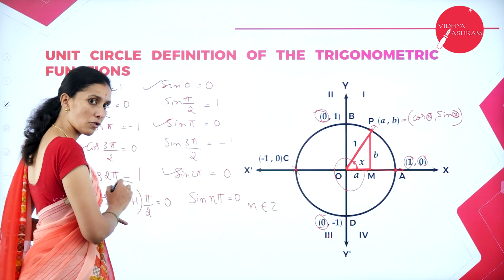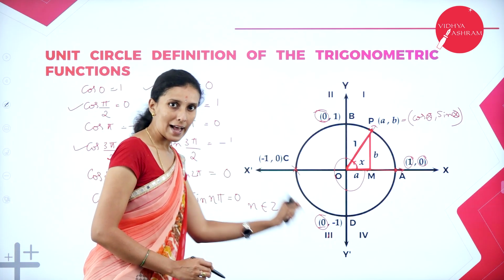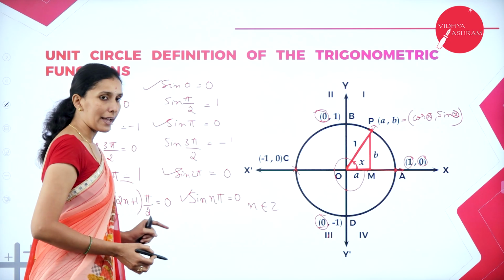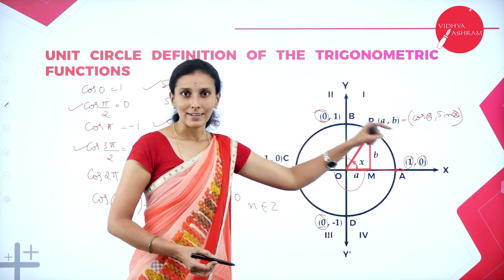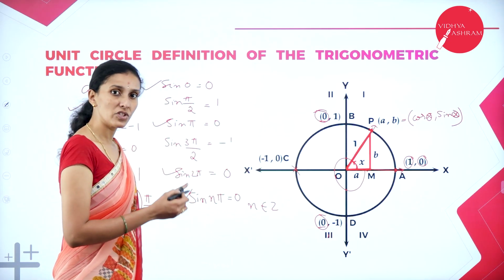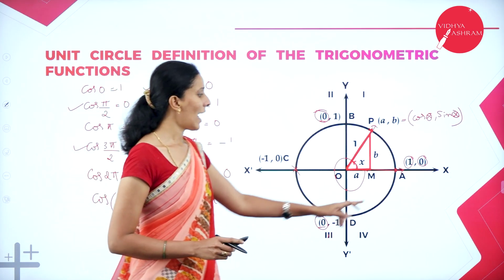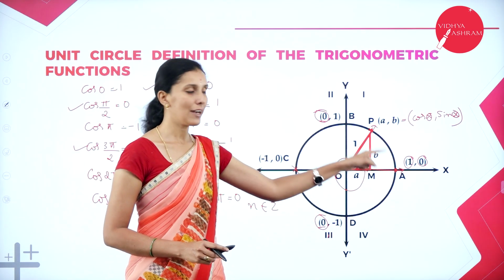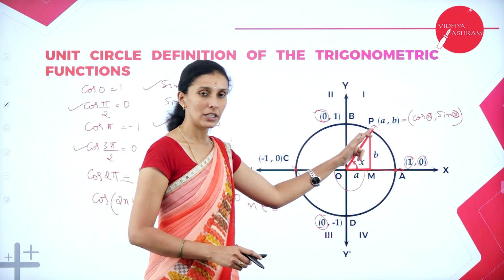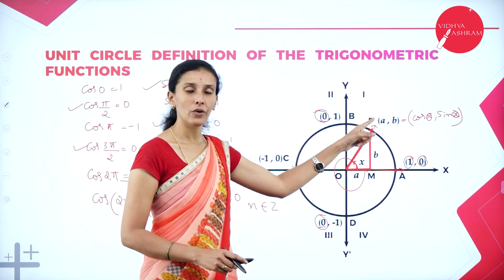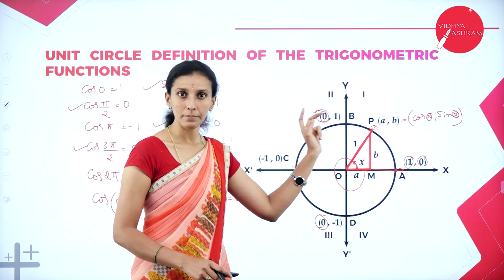So for odd multiples of pi by 2, the cos function is 0 because the point lies on the y-axis. For any multiple of pi, the sin function becomes 0 because the point lies on the x-axis, where the y coordinate, which is nothing but your sin function, is 0. And I also said that after one complete revolution, the values of all the trigonometric functions will remain the same, because we will reach the same point. So for that point, the x and y coordinates will be the same.